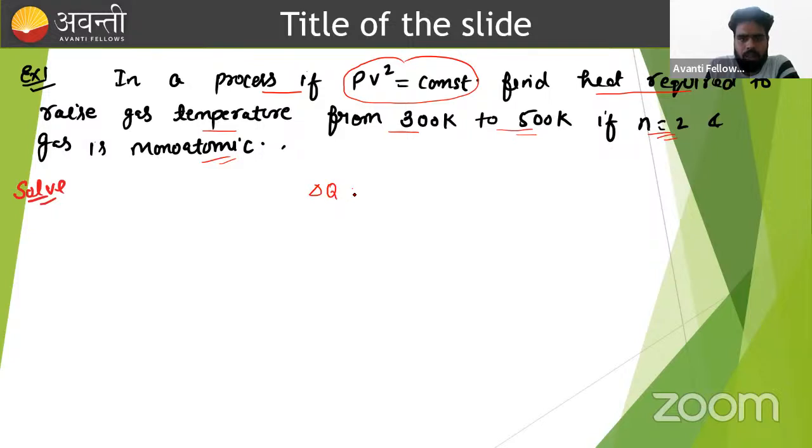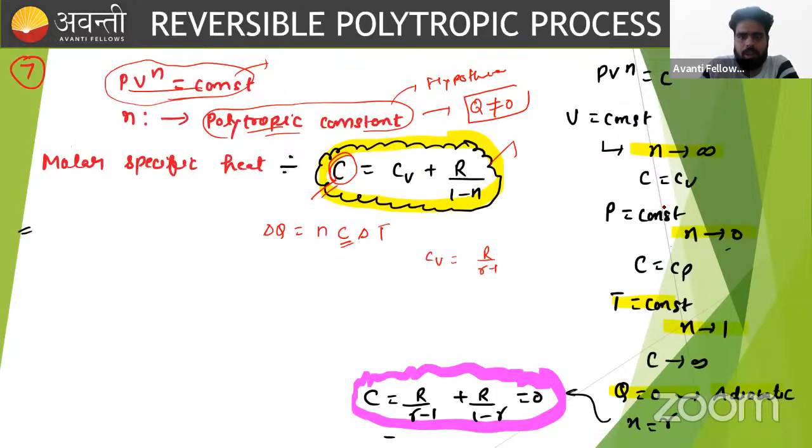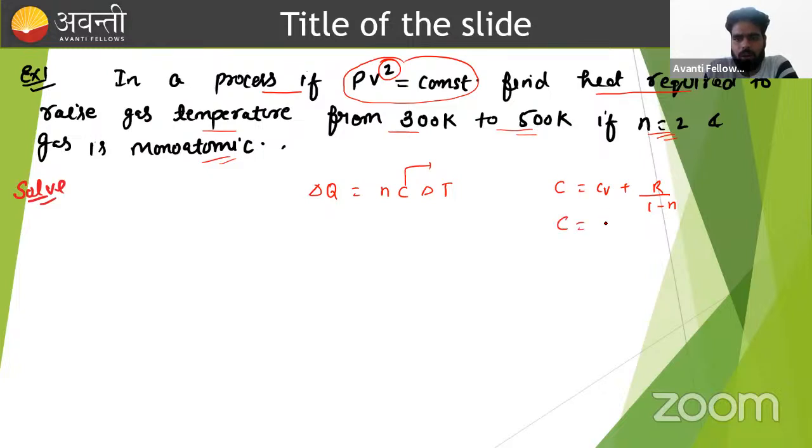We know that, sir, in any process heat transfer can be written as n C delta T. Sir, we don't know about the C. Sir, this is the polytropic process. How can we write down the C? That is Cv plus R upon 1 minus n. We can see it in the previous slide, if any doubt. Sir, what is the Cv? Sir, R upon gamma minus 1. Sir, what is the gamma, sir? Sir, monoatomic gas is given.